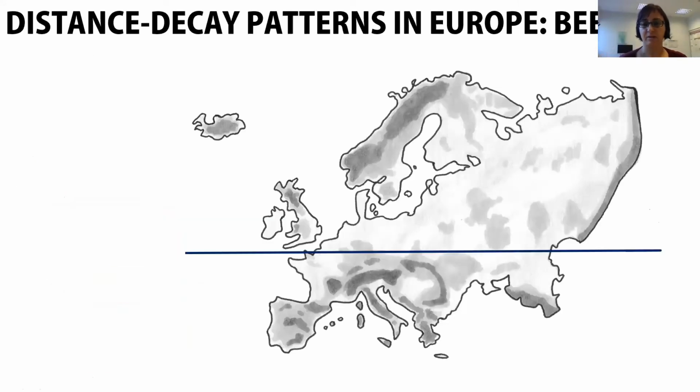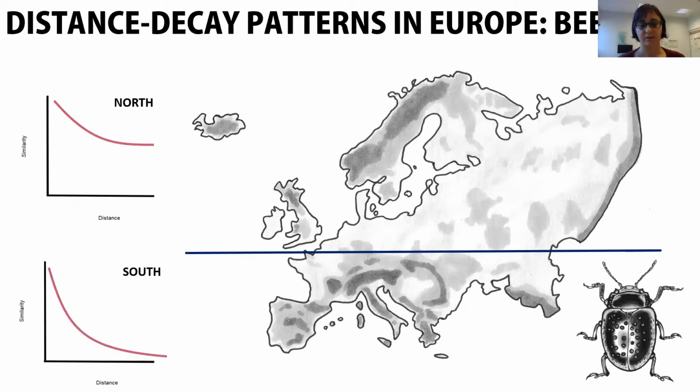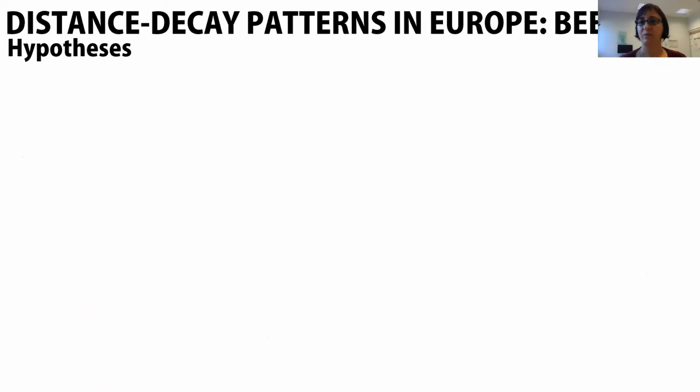So in the case of Europe, we have observed that if you divide Europe into the territories that have been recolonized and the ones that have been mostly refugia, like the north and south of Europe, in some particular beetle taxa the distance-decay patterns in the north were different from the ones in the south. So we were wondering if this could be evidence of dispersal limitation in these taxa. We tested it with many beetle groups.